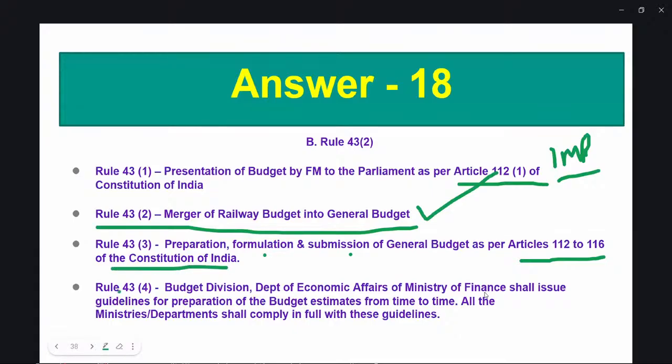And 43.4, budget division, Department of Economic Affairs, Ministry of Finance shall issue guidelines for the preparation of the budget estimates from time to time. All the ministries shall comply in full with these guidelines. Just now we discussed this rule 43.4. Please check.